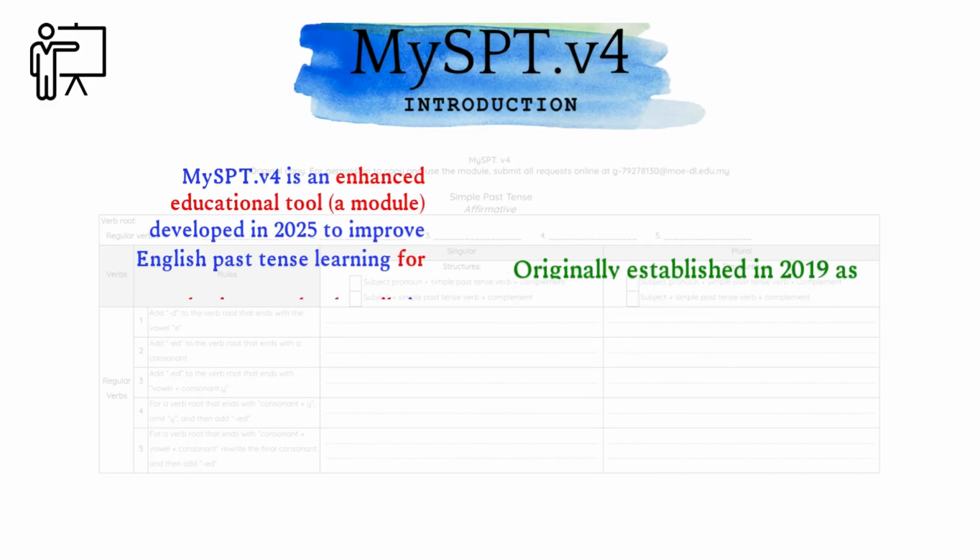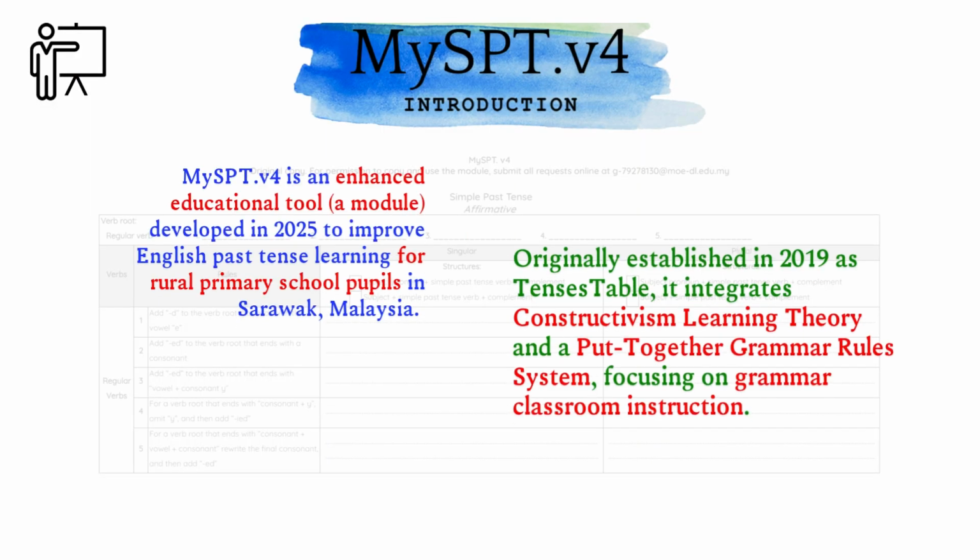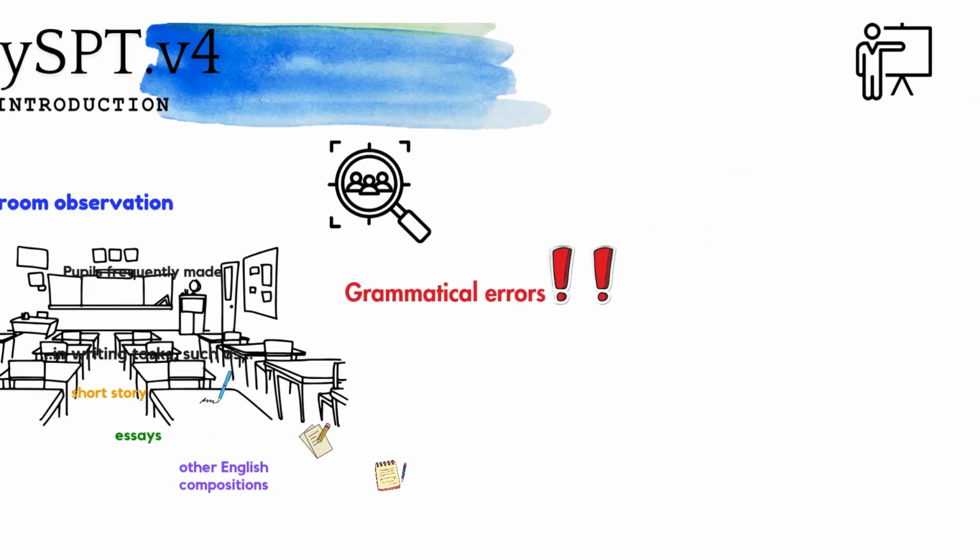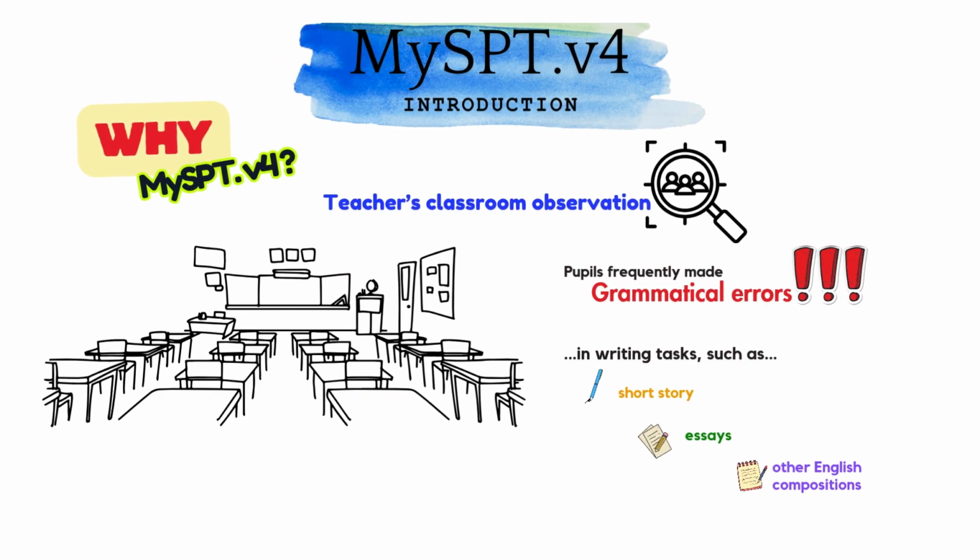MySPT version 4, the introduction. MySPT version 4 is an enhanced educational tool, a module, developed in 2025 to improve English past tense learning for rural primary school pupils in Sarawak, Malaysia. Originally established in 2019 as Tenses Table, it integrates constructivism learning theory and a put-together grammar rule system, focusing on grammar classroom instruction. Why innovate MySPT version 4?